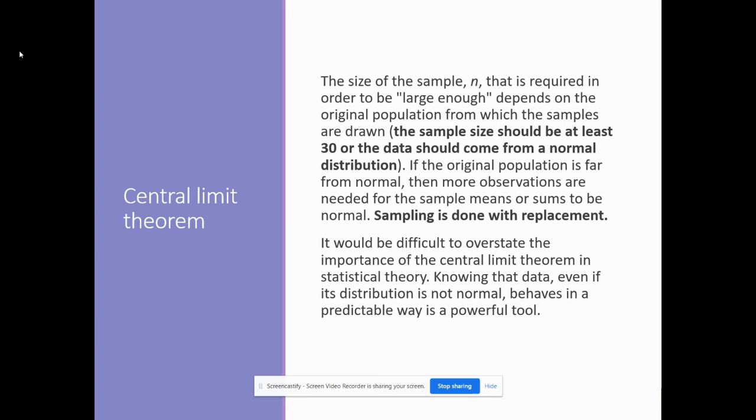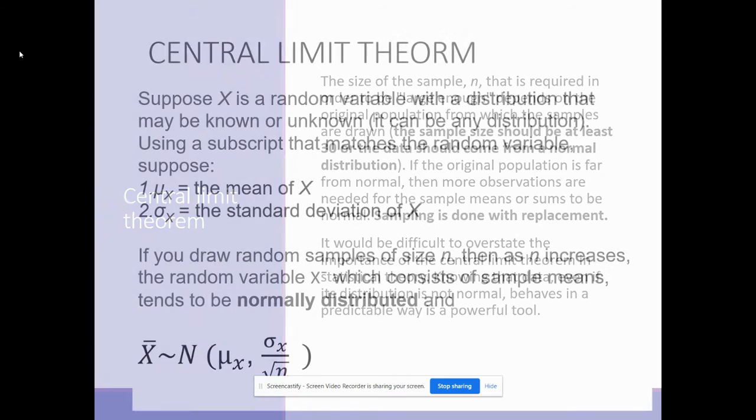So if the population is far from normal, we need more observations for either the sample means or the sample sums. Okay, the sampling is done with replacement. It'd be difficult to overstate the importance of this, but it is such a powerful tool, and we use this all the time in statistics.